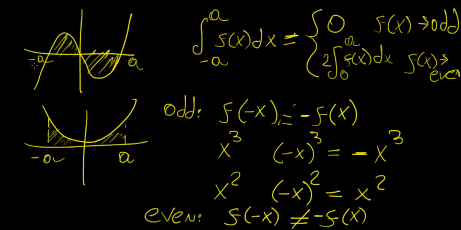And we can show that by integrating things like that. So in general, for an odd function, you will get 0 when the interval is symmetrical about the y-axis.